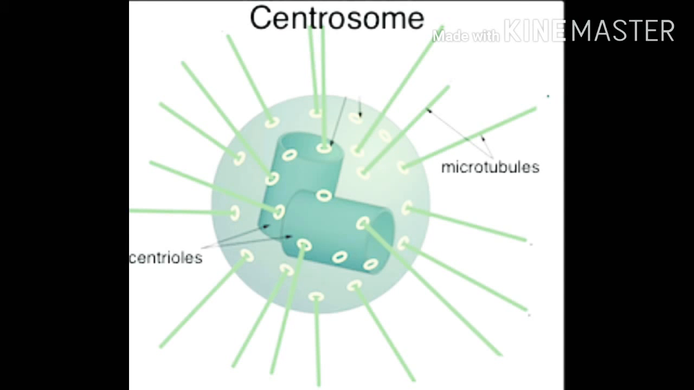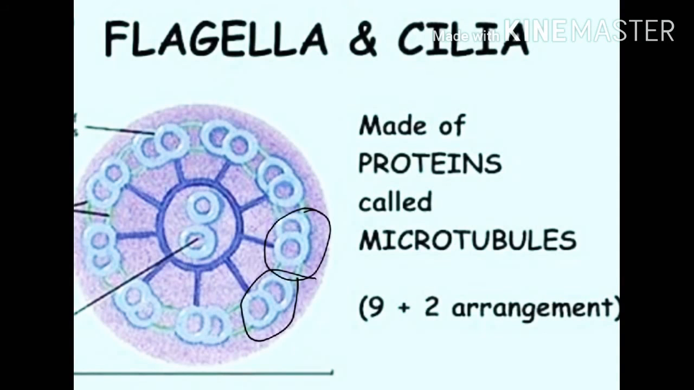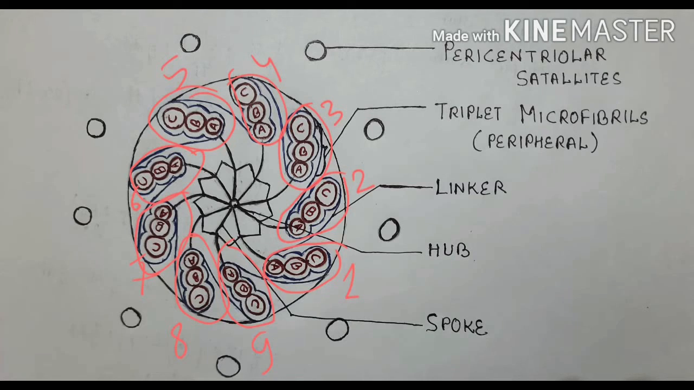Exactly, centrosome is made up of two centrioles which are present at right angles to each other. Now if we talk about the internal structure of centriole, you can see in the diagram that the centriole consists of 9 peripheral fibrils, similar to flagella and cilia. Just as flagella and cilia had 9 peripheral fibrils, centriole also has 9 peripheral fibrils.